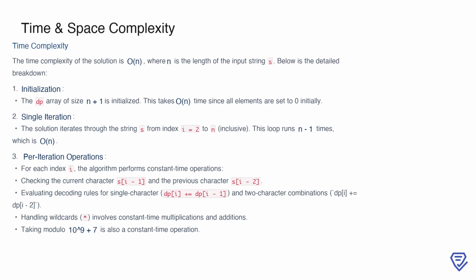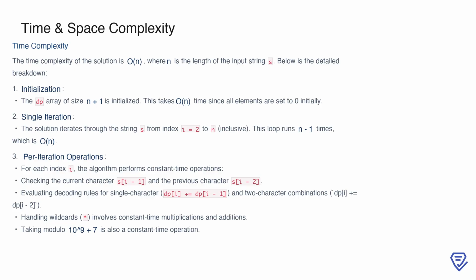The time complexity of our solution is O(n), where n represents the length of the input string s. Let's break this down step by step. First, during initialization, we create a dp array of size n plus 1 and initialize all its elements to 0. Since we are simply iterating through the array to set its initial values, this step takes O(n) time. Next, the solution involves a single iteration over the string s, starting from index 2 up to n. This loop runs n - 1 times, which is a linear O(n) operation.